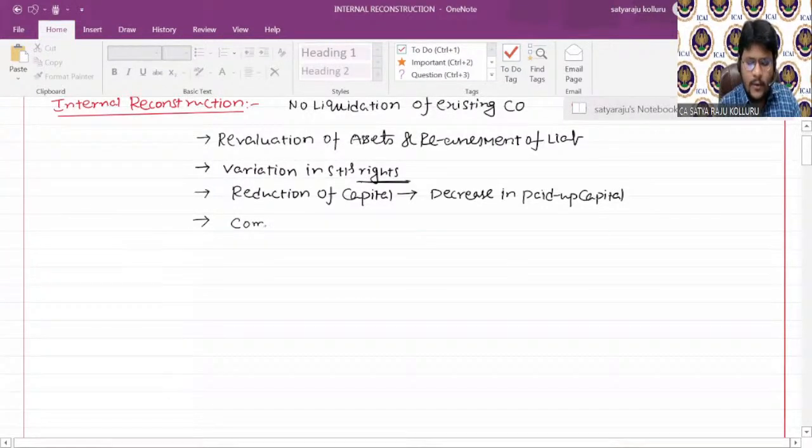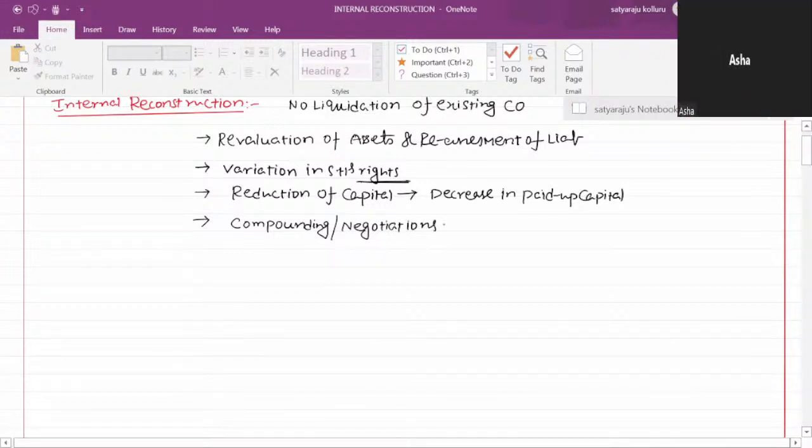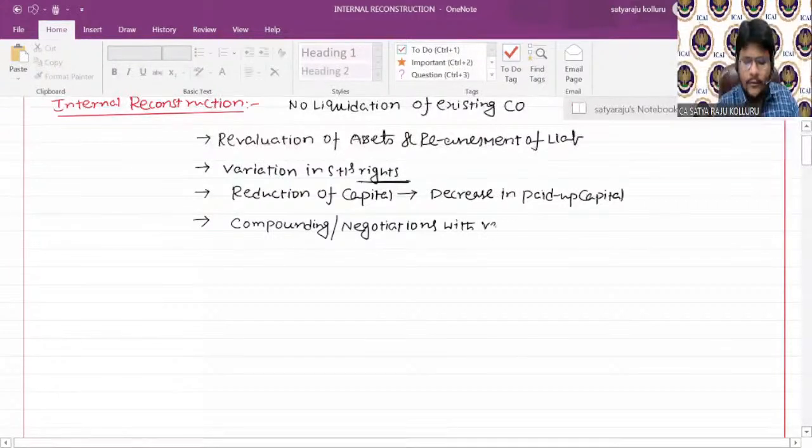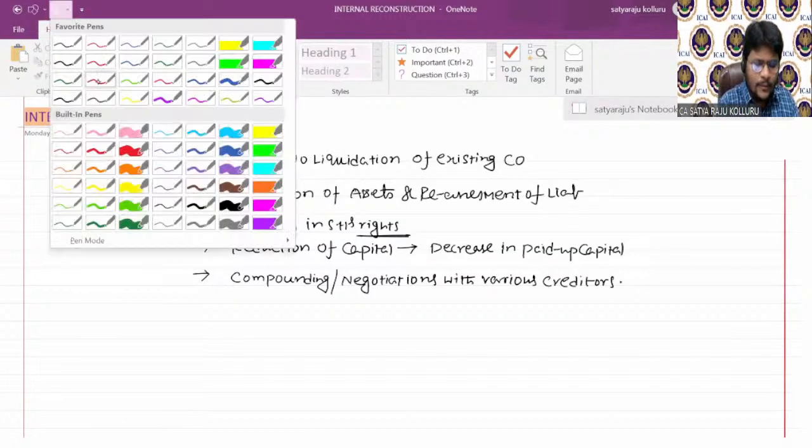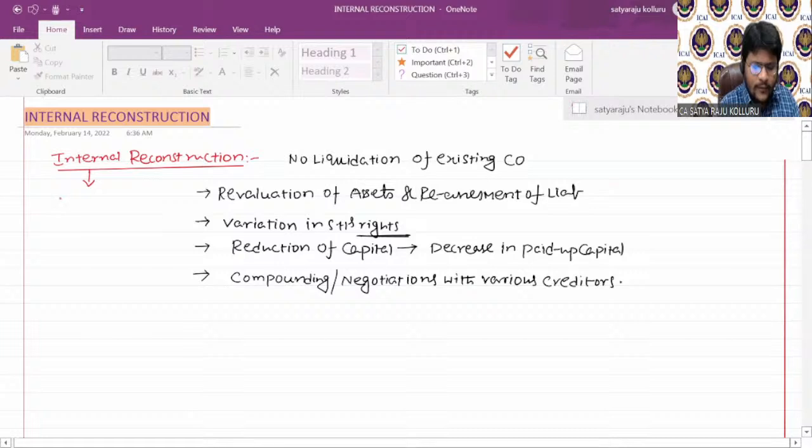Next, compounding activities or negotiations with various liability holders, with various creditors, is also going to occur in case of internal reconstruction. So what is the primary objective of internal reconstruction? As with external reconstruction, the primary objective of internal reconstruction is also showing the existing financial statements at a true and fair view.